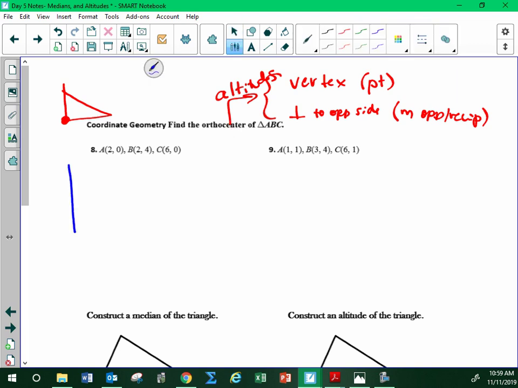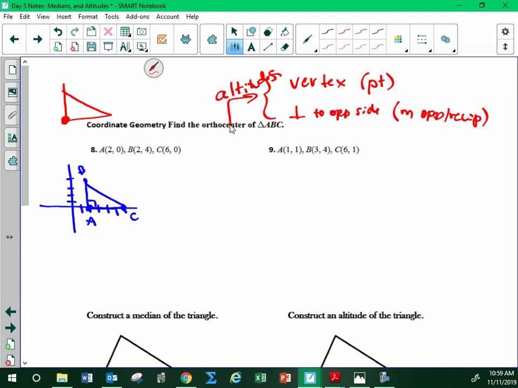I'm going to just do a rough sketch. 1, 2, 3, 4, 5, 6. 1, 2, 3, 4. So here's A. B is 2, 4. Oh, that looks promising. C is 6, 0. What type of triangle do I have here? A right triangle.